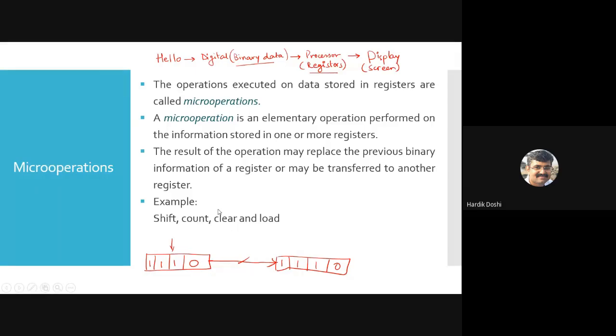It's very simple. Examples can be shift operation, count operation, clear operation. That means, say, I want to clear the register, I want to clear this data. So I cleared the register. In the same way I can load the register. Load means I can write it, I want to load it. Let's say 0001. So these are the examples I stated: shift, count, clear, and load.